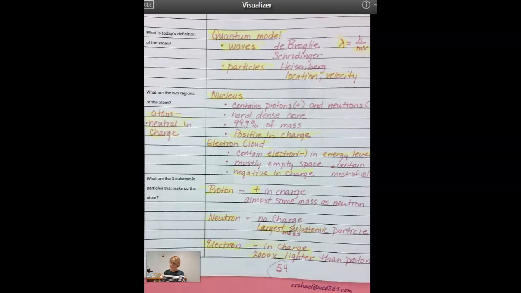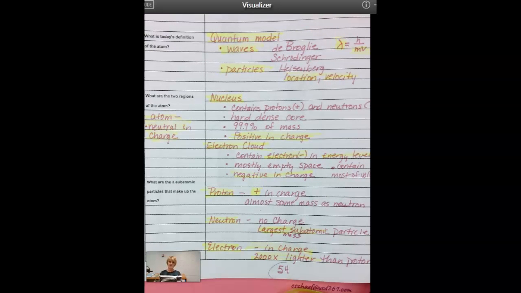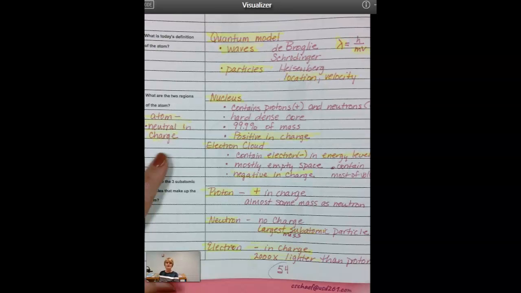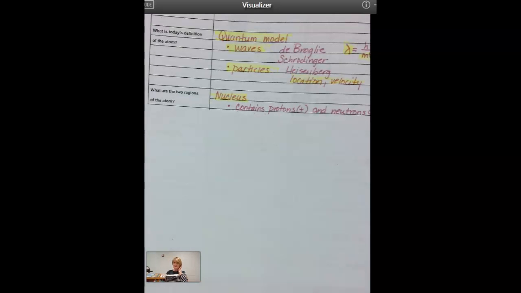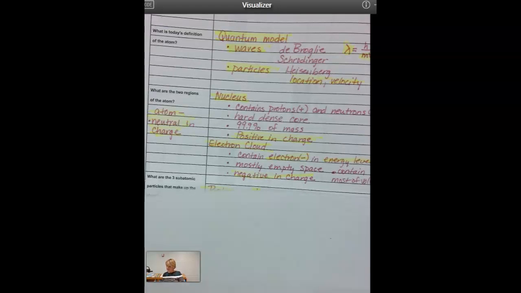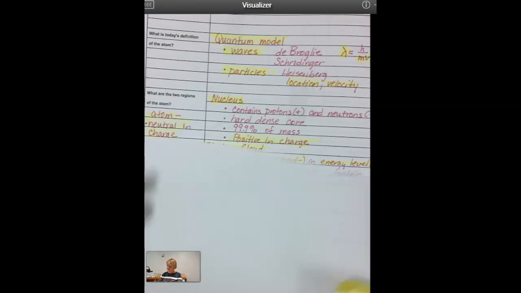So the first thing that we're going to look at is the parts of the quantum model. Our first question is, what are the two regions that we now have? And they are the nucleus and the electron cloud. I'll read through this real quick, and then I would suggest that you pause and write this down.